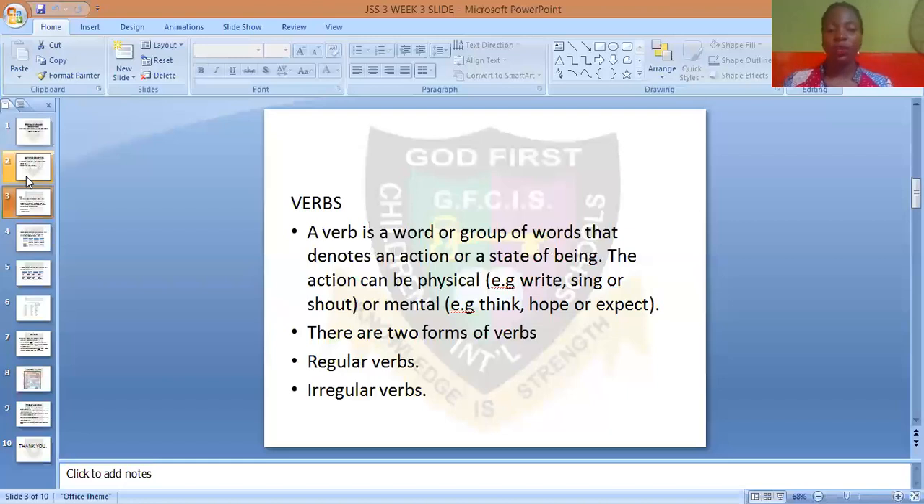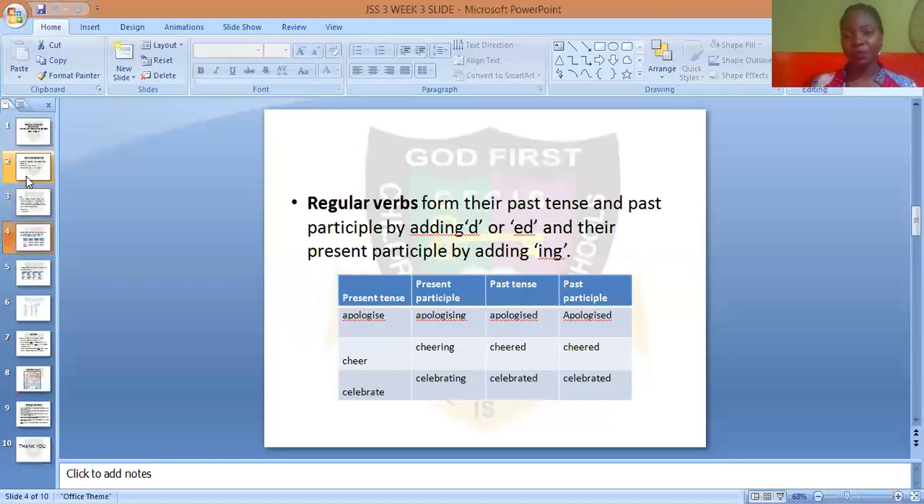Moving on, regular verbs. What are regular verbs? Regular verbs form their past tense and past participle by adding d or ed and their present participle by adding ing. We have a few examples here.